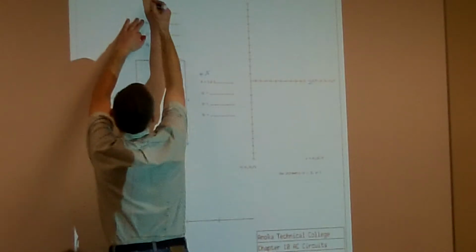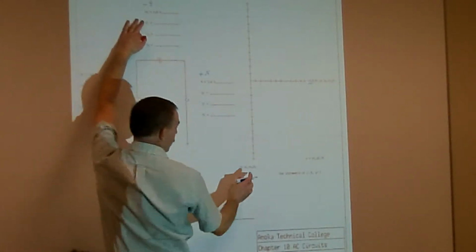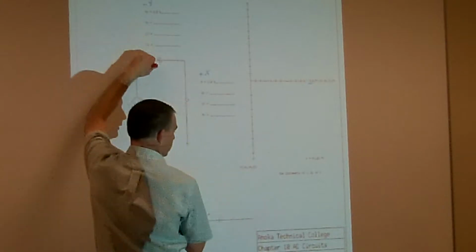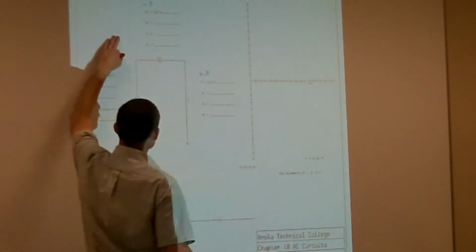Our capacitor is always going to be our negative Y. That's always going to be negative Y. That's going to be down here. That's where our capacitive reactance is going to be down here.